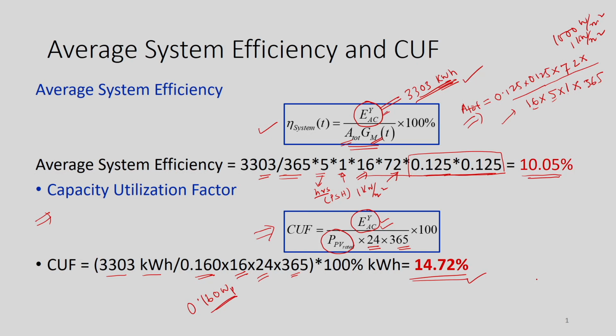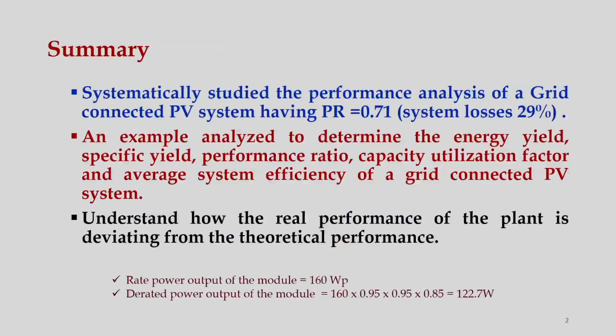Now, let us summarize what we have discussed in today's class. We have systematically studied the performance analysis of a grid connected PV system having a performance ratio of 0.71. So, what does it indicate? It directly indicates the system losses, which is about 29%. It is 1 minus 0.71, which is 0.29. If we multiply it by 100, it becomes 29%. So, this performance ratio is an important parameter to know the system losses.